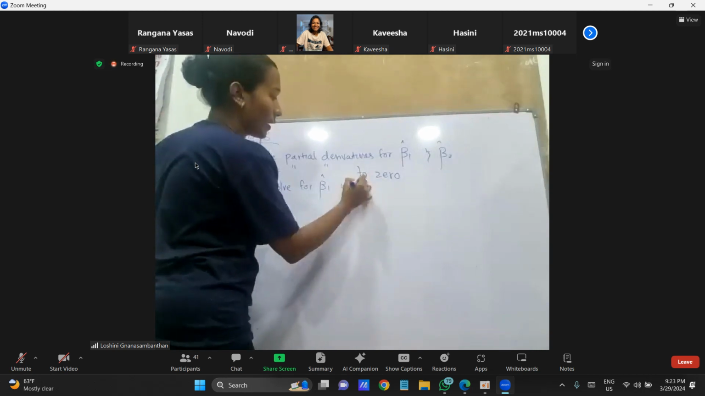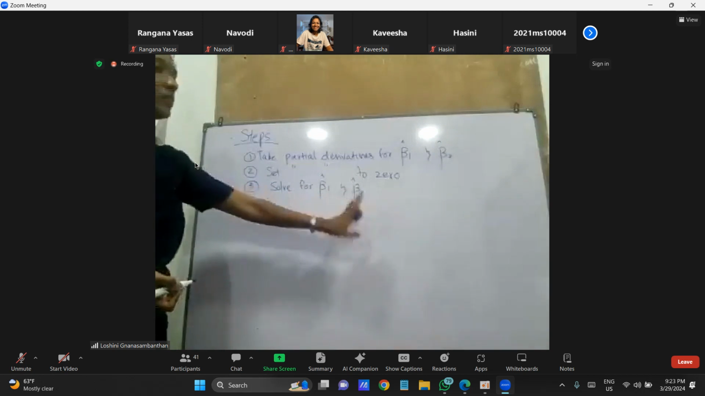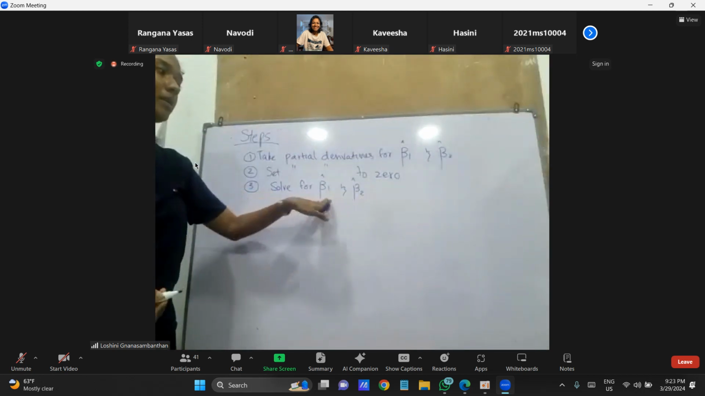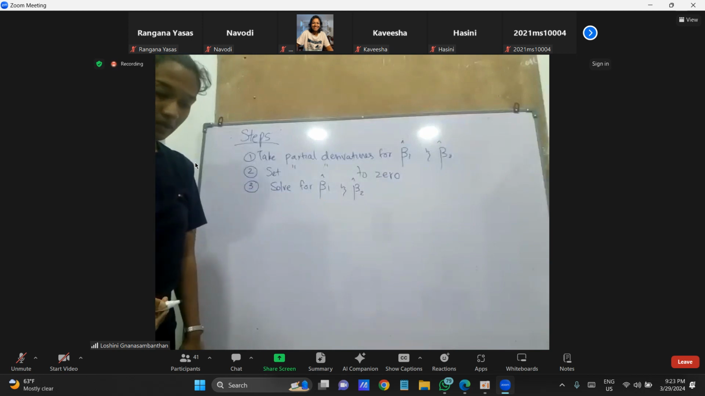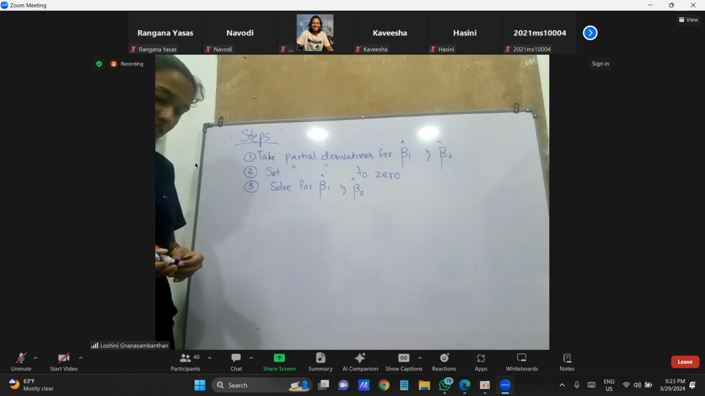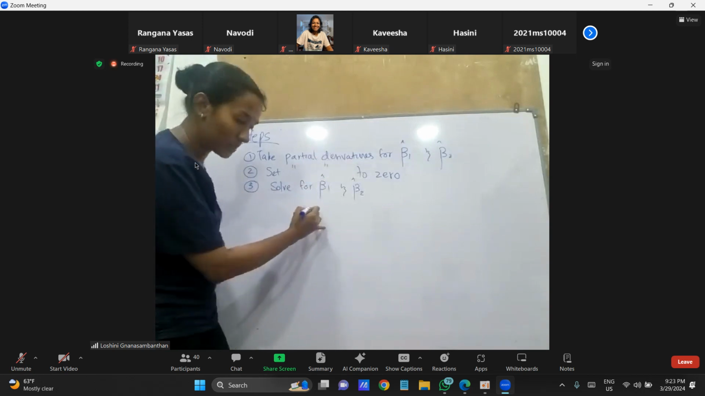Beta 1 hat and beta 2. So these three important steps are how we are going to get the formula and find beta 2 and beta 1. Okay, so for this, first let's start with the steps.